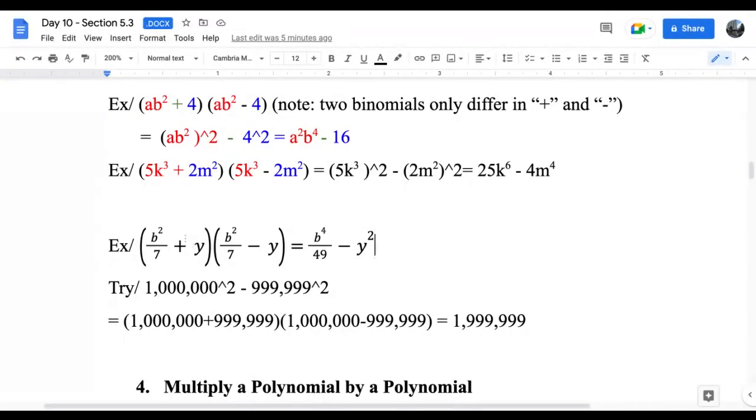Okay, let's see one that involves fractions. (b²/7 + y)(b²/7 - y). The first terms are the same, the second terms are opposite. One is plus, one is minus, so they are conjugates. So what do we do? We know the difference of two squares. So we square the first one, b² squared is b⁴, 7 squared is 49, then minus y².